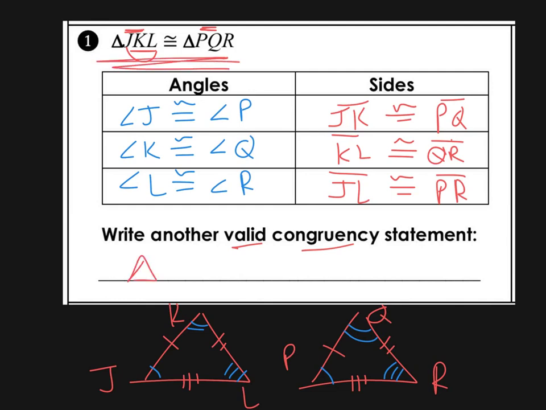So if I just said, instead of JKL, what if I said triangle KLJ? Well, then that would change things on the right. If I started with K on the left, I got to start with Q on the right. And if I went from K to L, I'm going to go from Q to R. And then after L, I go all the way back to the front to J, so I must go all the way back to P. So that's one of three valid congruency statements I could write.